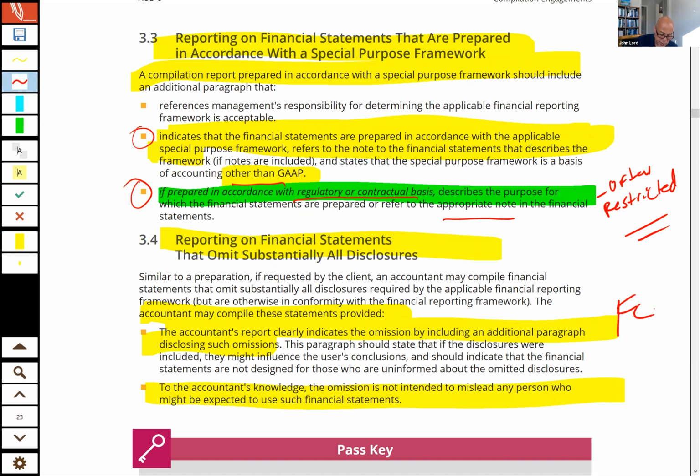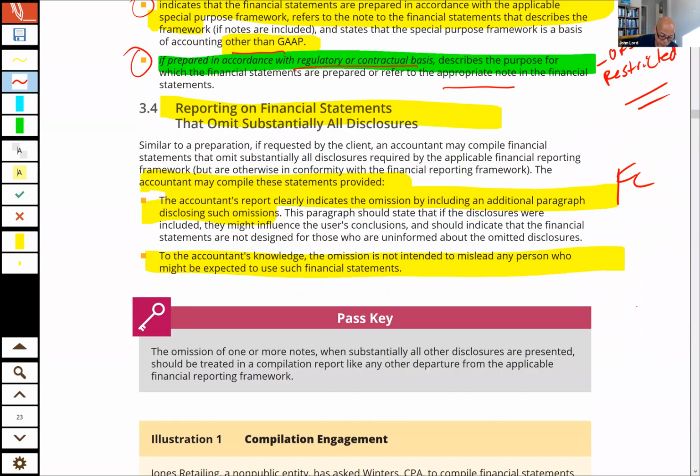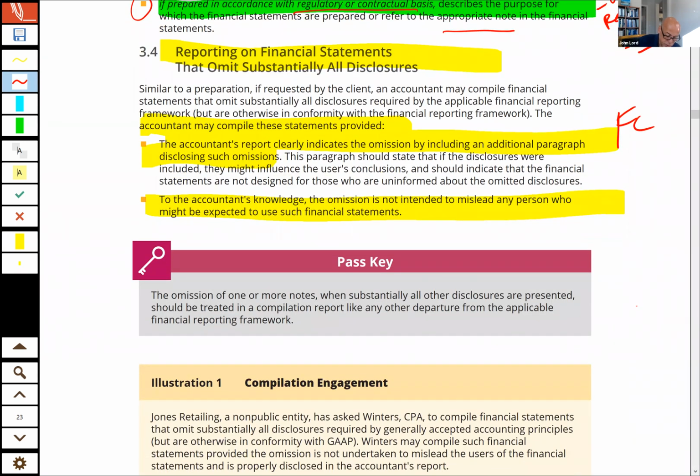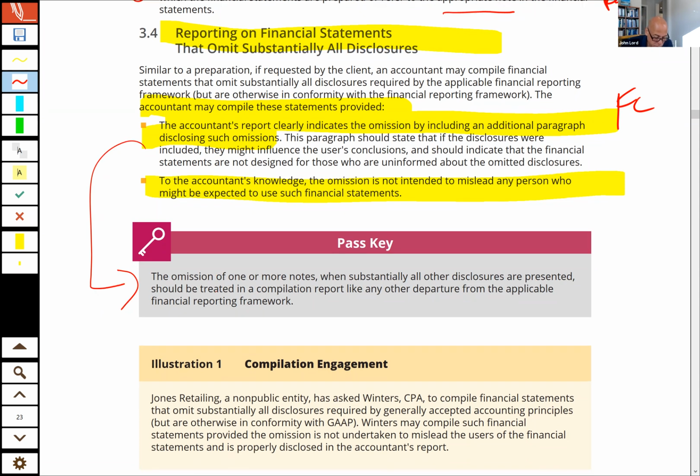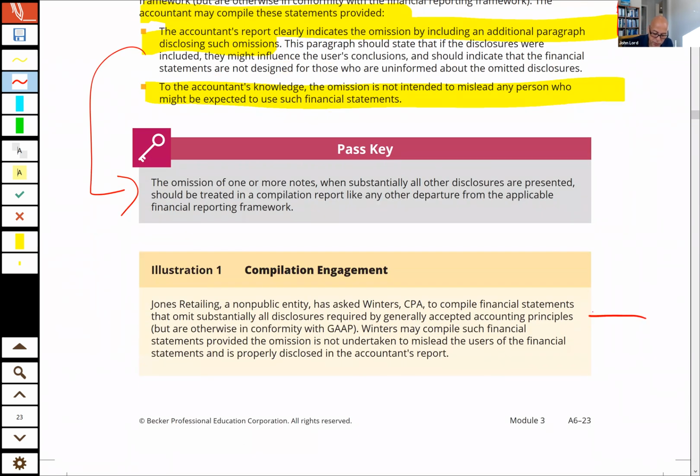So flashcard that it's okay to compile statements, and then just make sure that you know here that you'll have to put that in a note, the omission of one or more notes. You'll have to put that in your report that they've departed from, they've left out most of the disclosures. And you can see that right there. Okay, what that would look like.